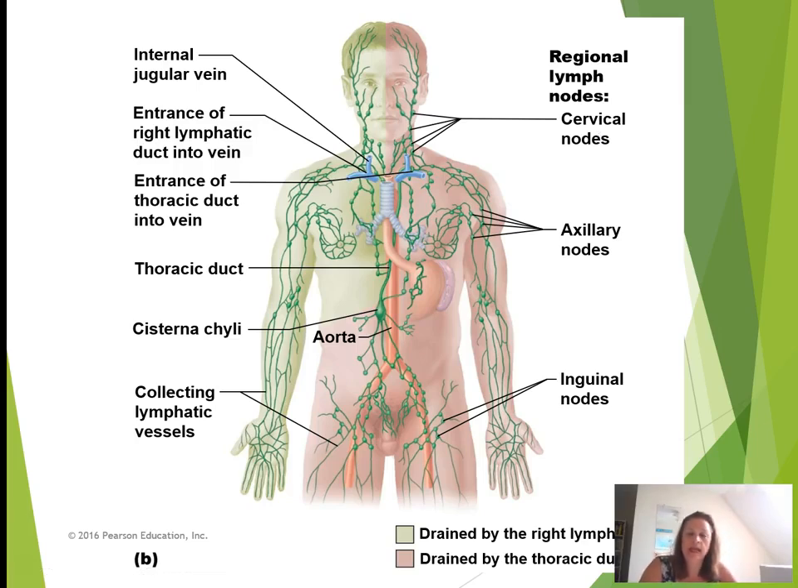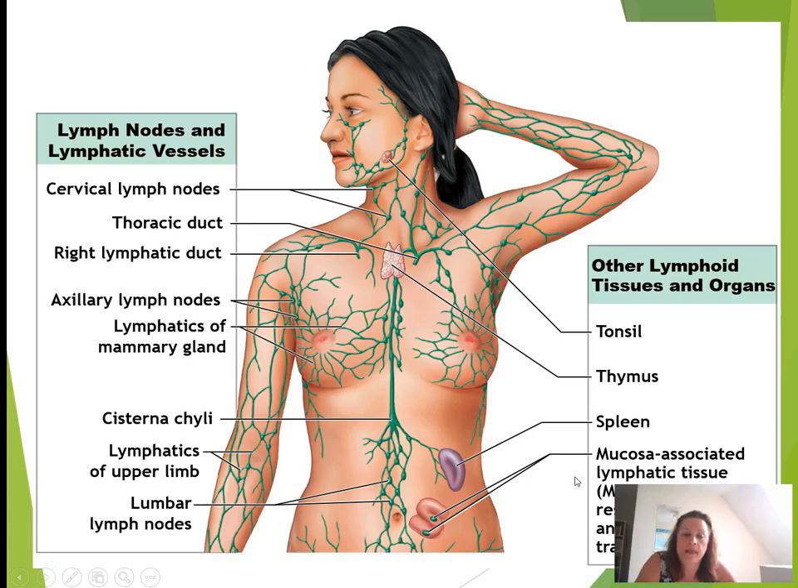Now, in this picture as well, sorry I didn't mention it, you can see how this piece is green or light yellowish green, and that's showing you the right-hand side of the body that's drained by the lymphatic duct. And then you can see here the entirety of the lower body, most of the trunk, and the left-hand side of the body is drained by the thoracic duct. Again, another picture of it. Lymphatic nodes, there are cervical lymph nodes, thoracic duct, etc.